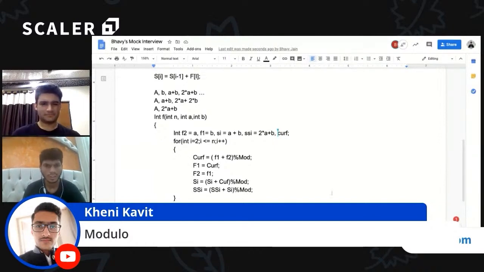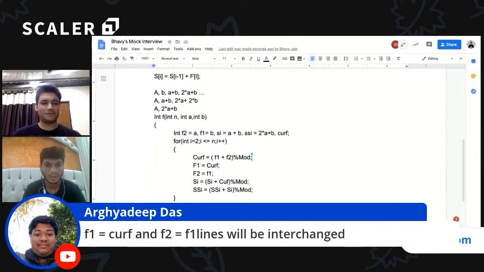So are the initialized values correct, right? S of I is 2A plus B. Any hints? Any help? F1 equal to current F should be above, and F2 equal to F1 should be below. The reason is, once you have updated current F, you are initializing current F to F1, and that current F is again added to F2. I mean, F2 is also equal to current F now. Because of this, all the three parameters are equal.